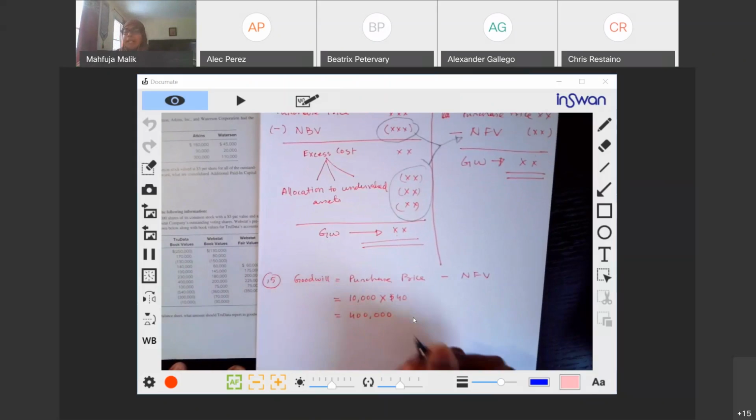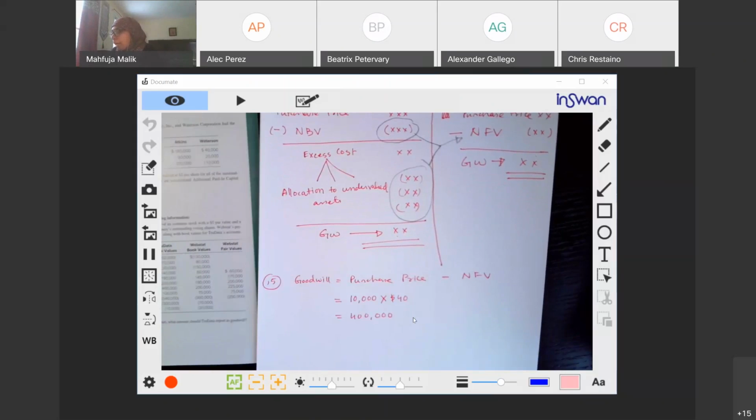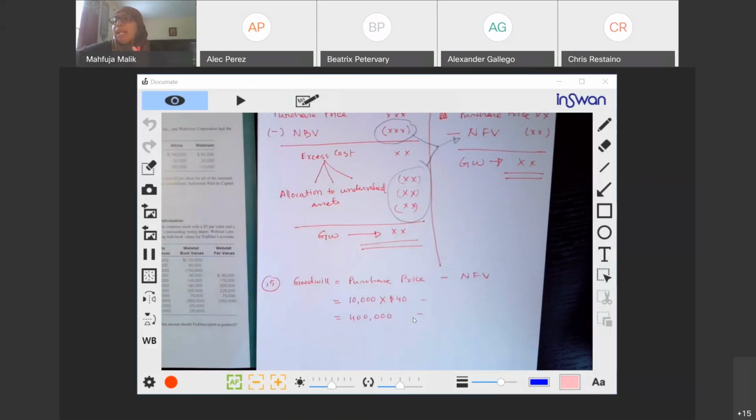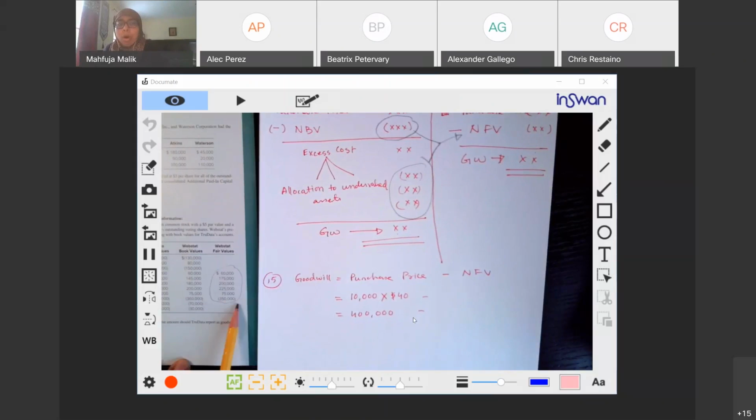Now, can anyone help me to calculate the fair value? This problem is very nice. And what they did, they give you this beautiful column. So can you please calculate the fair value from Web State's fair value column? Remember, fair value means net fair value. That means you have to add all these assets, then subtract the liability. So please, everyone, use your calculator and calculate the net fair value of Web State from this column I'm showing you.